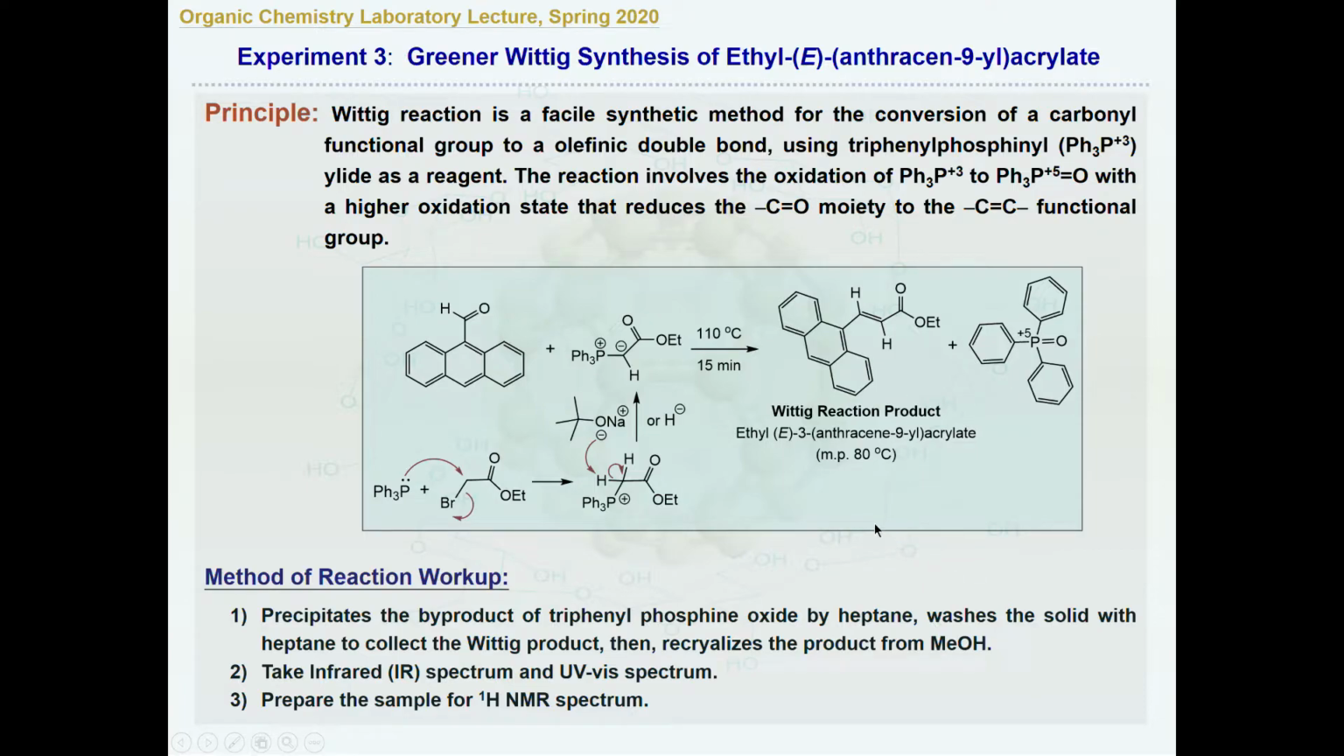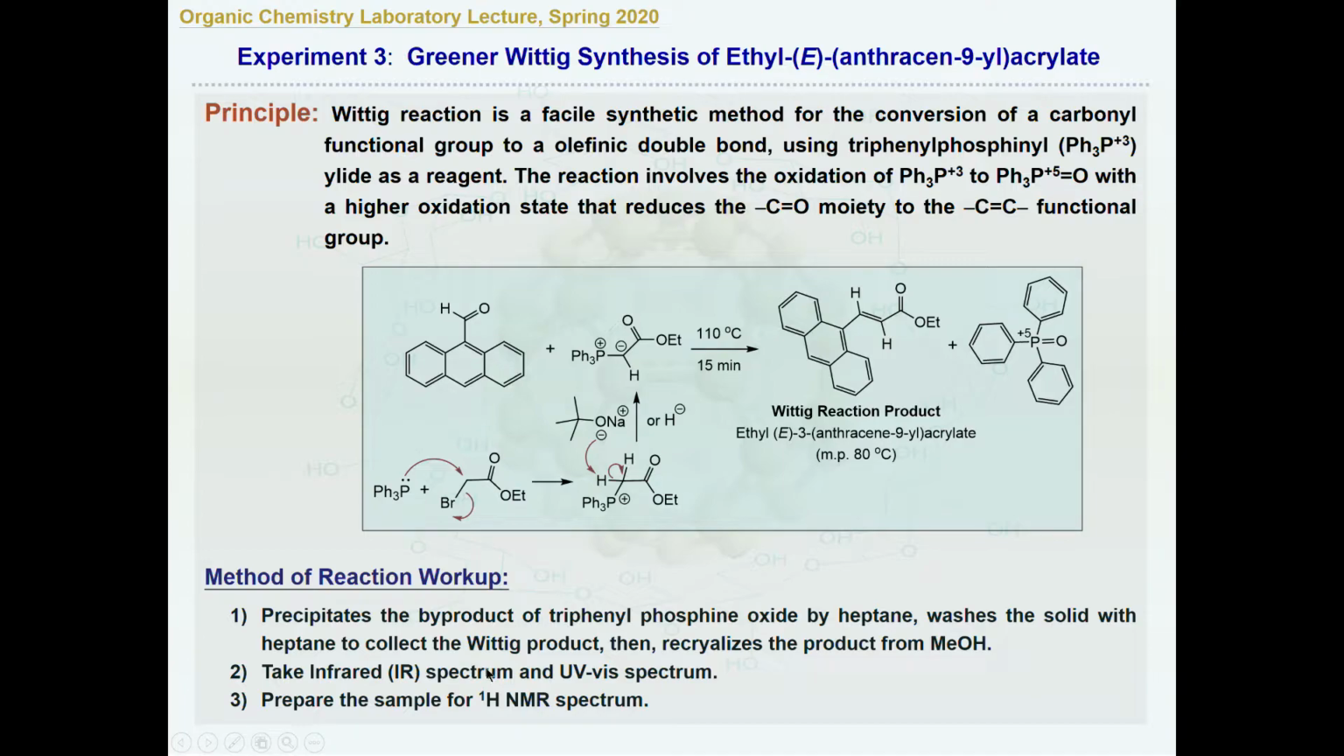Once you follow this procedure and get the product, of course the next step would be identification. Besides measuring the melting point to see how much deviation you have from the theoretical melting point, which tells you the purity you have, spectroscopic identification is more important for you to verify your structure. One is IR, the other is the UV visible spectrum.